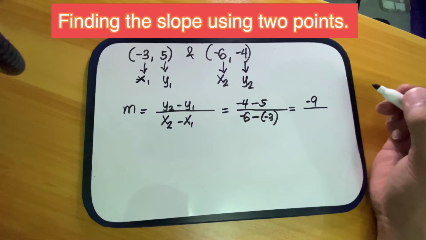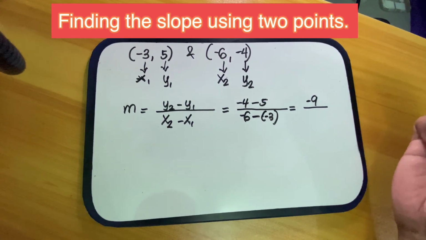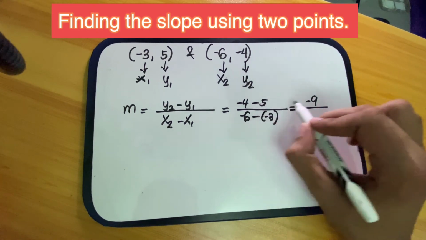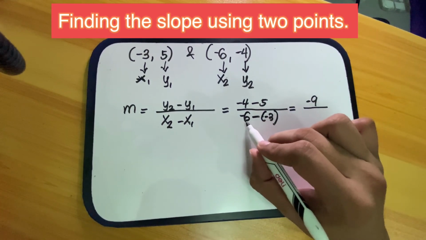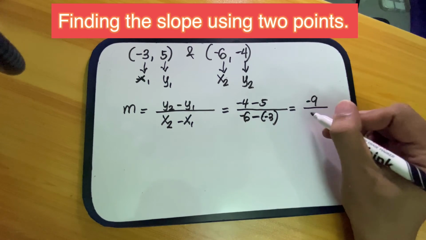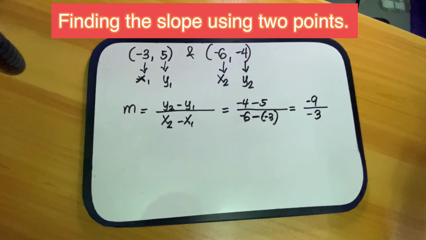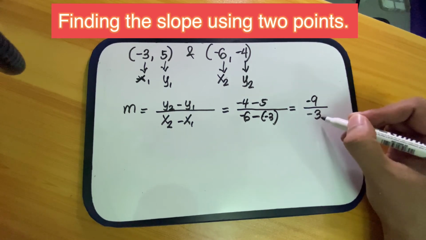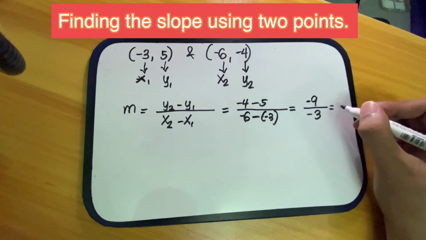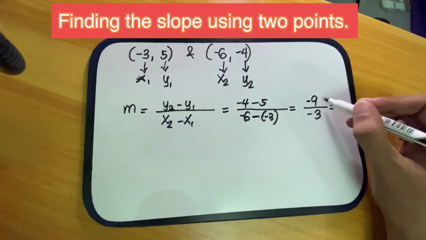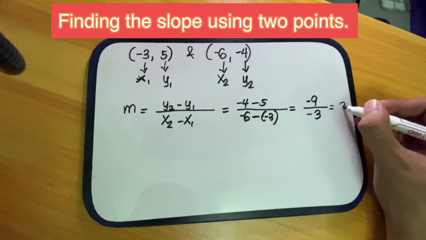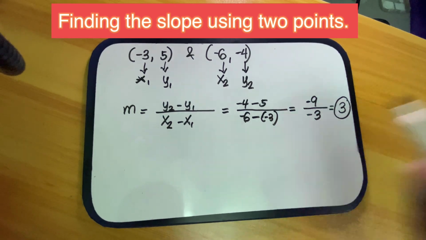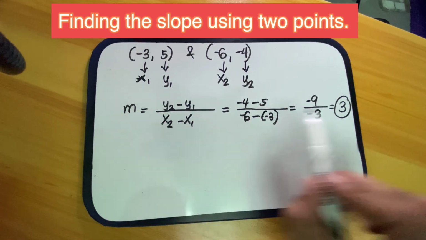We need to recall how to add or subtract negative and positive integers. Negative 4 minus 5 is negative 9. Negative 6 minus negative 3 is negative 3. Now we can reduce this: negative 9 divided by negative 3. Negative divided by negative is positive, so 9 divided by 3 is 3. So positive 3 is your answer. So your slope is 3.